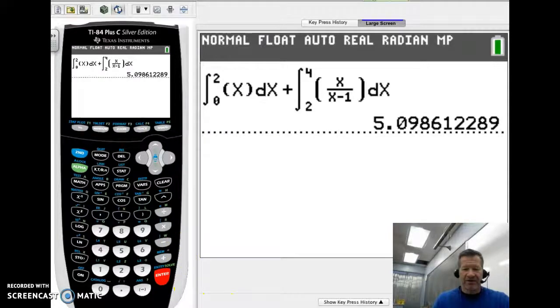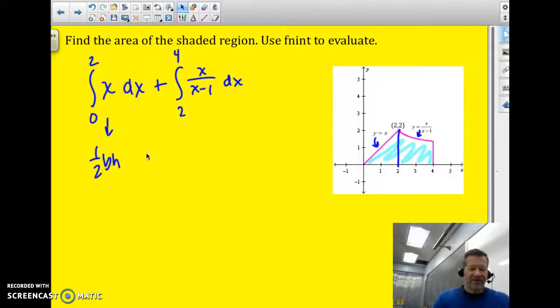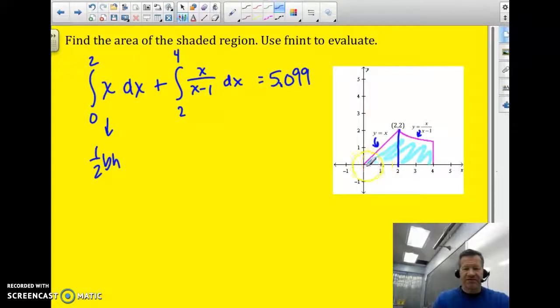5.099 if I round it. 5.098 if I truncate. So let's round it. So 5.099 would be the approximate area here. Let's see if that seems reasonable. 2 by 2, so this half of that would be 2. This is almost a rectangle. That would be 2 by 2 also. That would be 4. So that would be 6 if it was all the way here. So it had to be less than that. So that seems reasonable. We'll continue the lesson on the second video.